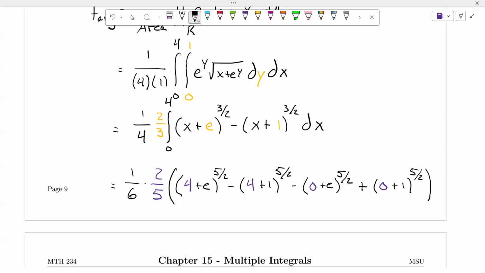And as you can see, this integral is kind of ugly looking by the time I evaluated it all. I would leave my answer exactly like that. I would not try to simplify it further.